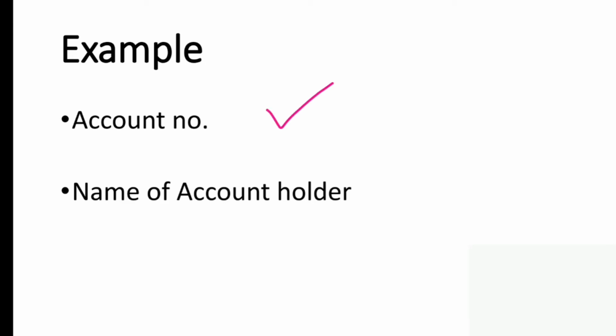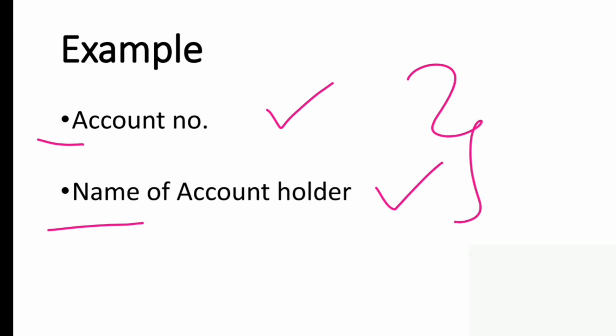See students, account number is a super key because it can differentiate each entity differently, as every account holder has a unique account number. Also, any superset of the account number, for example, the account number and name is also a super key because, as you all know, account number itself can differentiate and identify uniquely each entity, but a combination of account number and name can also do the same thing. Alright, so this is called a super key.